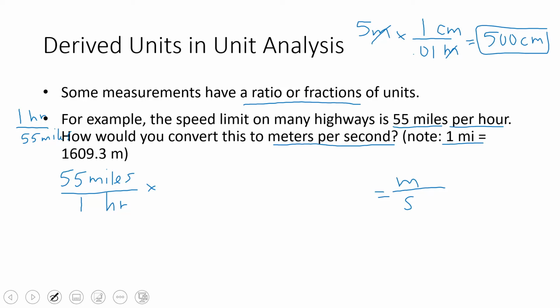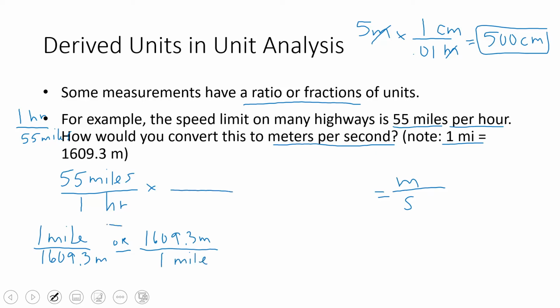So let's write that conversion factor. And down here, we're going to say that 1 mile is equal to 1,609.3 meters. We could also say, or 1,609.3 meters is in 1 mile.